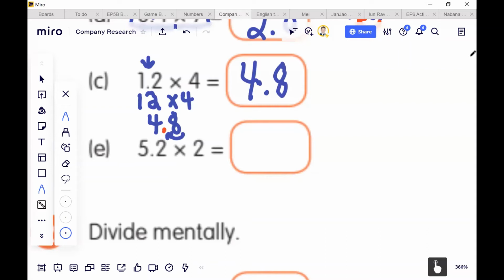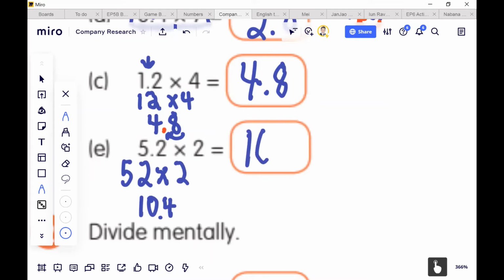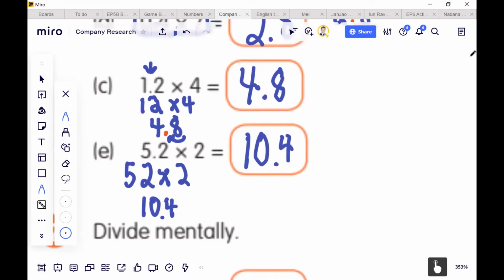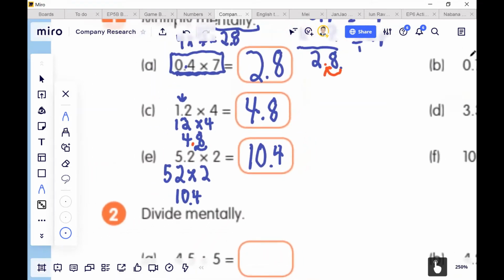10.4. All right, 10.4. So you took 52 times 2, right? 52 times 2. You got 104. And then you add the decimal, so you get 10.4. Okay, so that should be pretty simple. How about, is NJ out there? NJ, are you there? Yes, teacher.